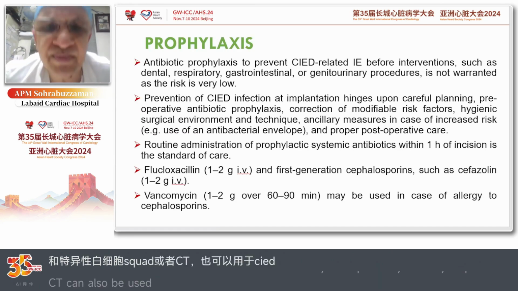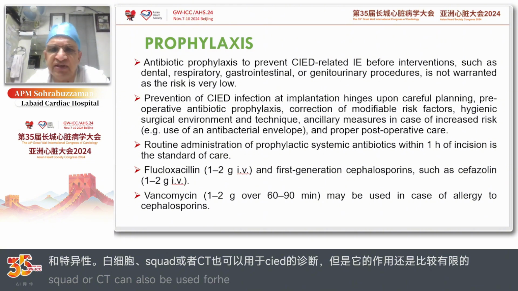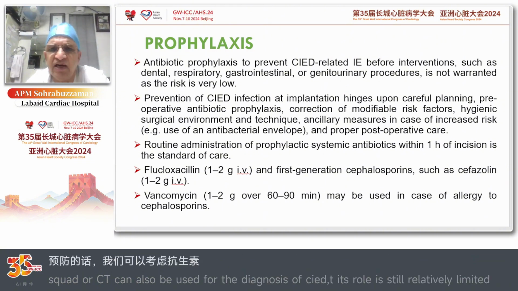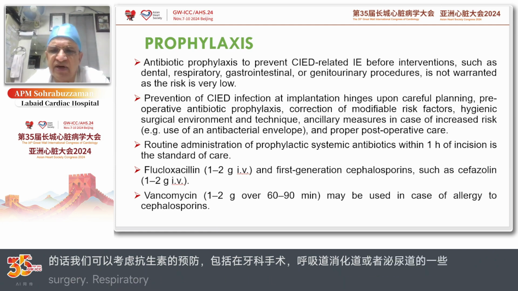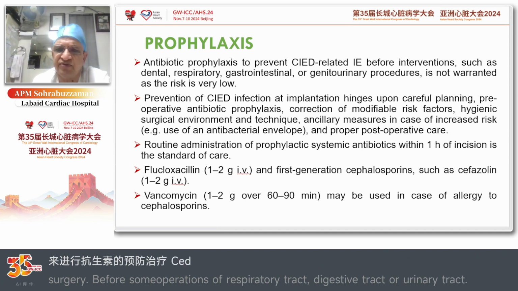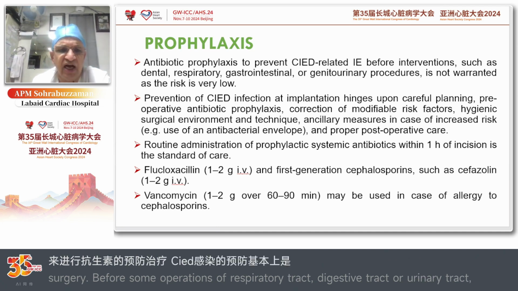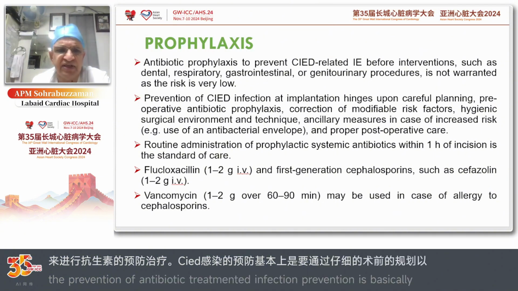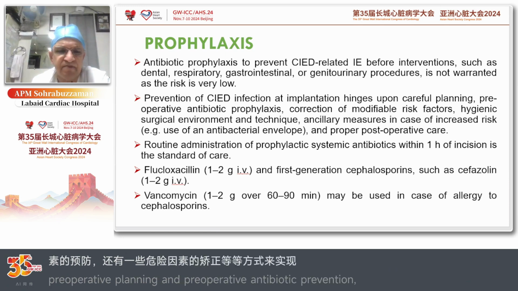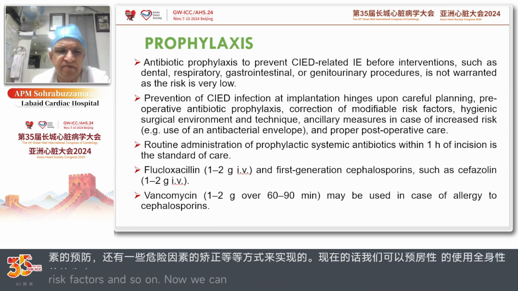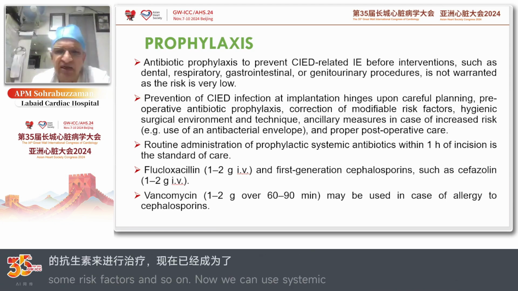Prophylaxis. Antibiotic prophylaxis to prevent CIED-related infections before interventions such as dental, respiratory, gastrointestinal, and genitourinary procedures is not warranted, as the risk is very low. Prevention of CIED infection at implantation hinges upon careful planning, preoperative antibiotic prophylaxis, correction of modifiable risk factors, hygienic surgical environment and technique, and ancillary measures in case of increased risk, as for example antibacterial envelope, and proper postoperative care. Vancomycin, when used.